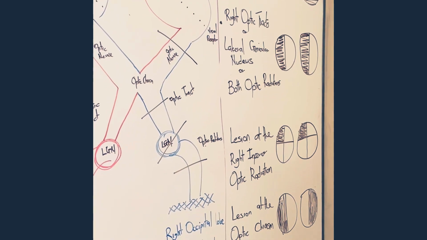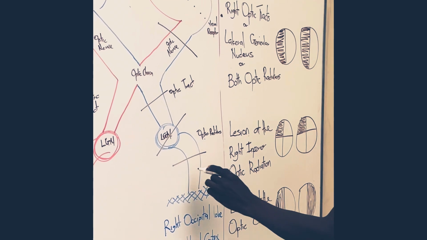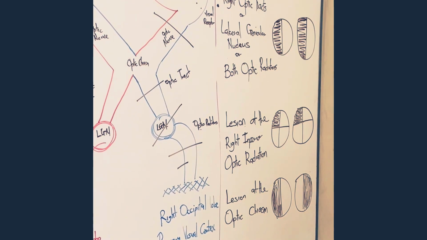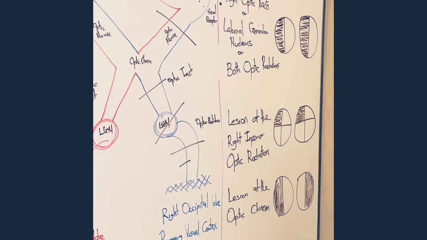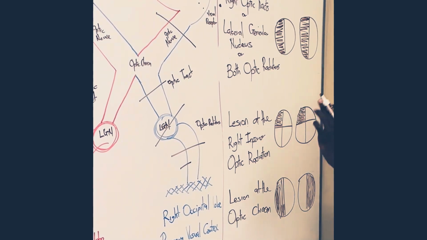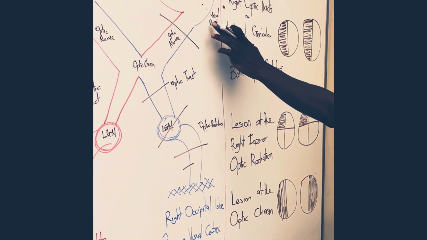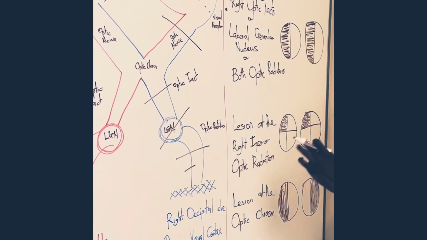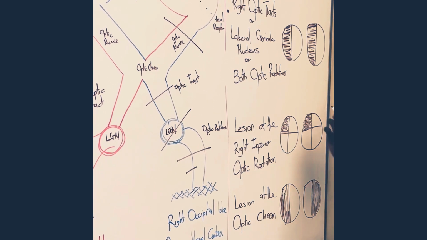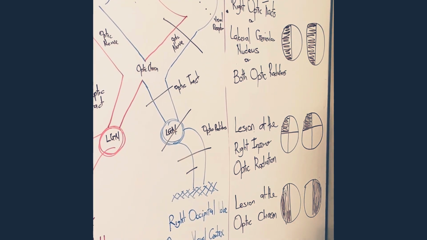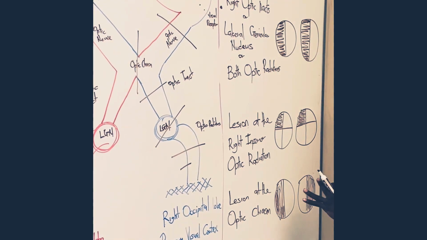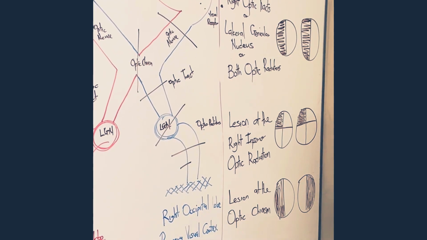A lesion at just, let's say, the inferior optic radiation would affect just, because it is flipped compared to the visual receptor, since this is inferior, it would affect the superior quadrant of both eyes. And a lesion at the optic chiasm would affect the outside of both eyes.